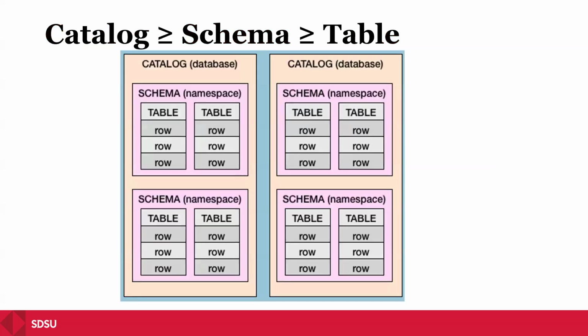Here's a representation in the diagram of what we just talked about. We have a catalog, and the catalog contains multiple schemas, and the schema can contain multiple tables, and a table has many rows. That's pretty much the very basic structure of every relational database.